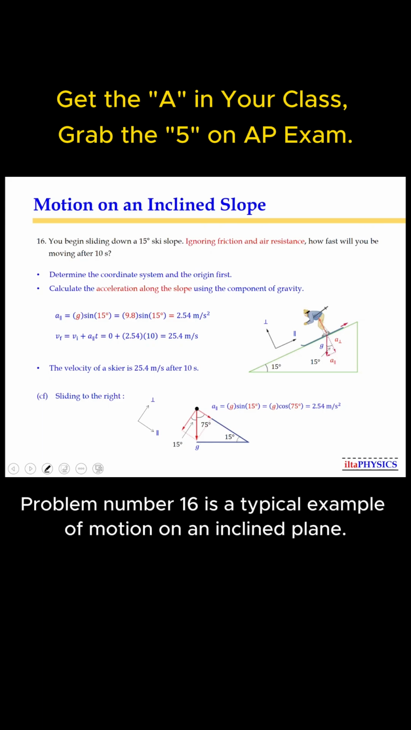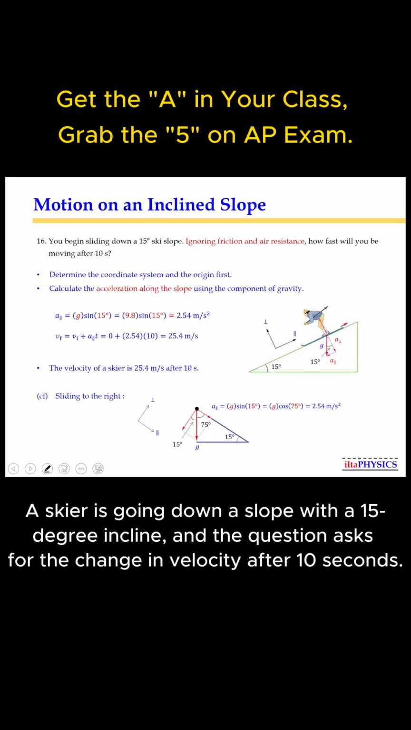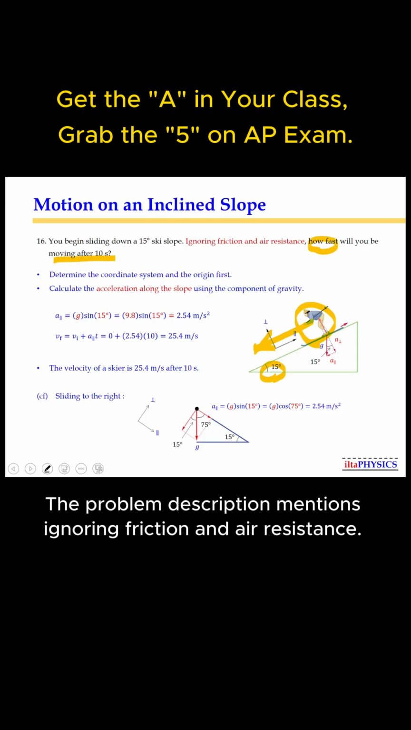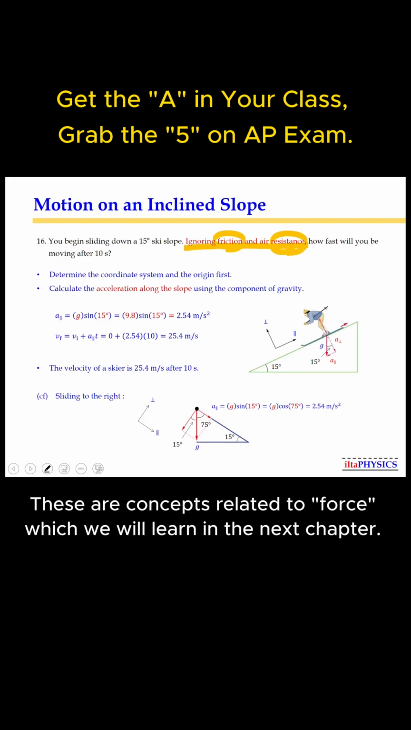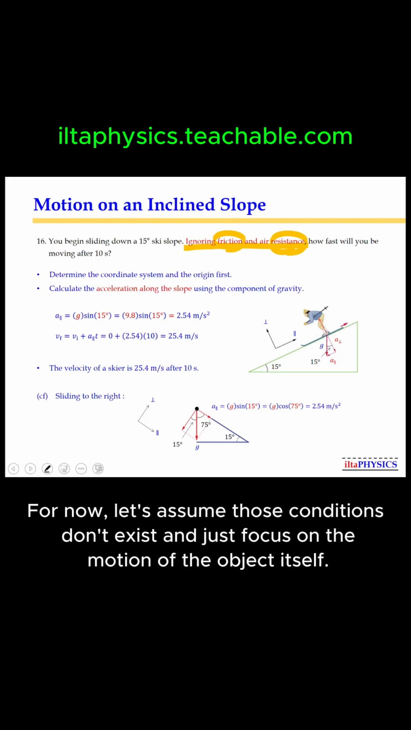Problem number 16 is a typical example of motion on an inclined plane. A skier is going down a slope with a 15-degree incline, and the question asks for the change in velocity after 10 seconds. The problem description mentions ignoring friction and air resistance. These are concepts related to force, which we will learn in the next chapter. For now, let's assume those conditions don't exist and just focus on the motion of the object itself.